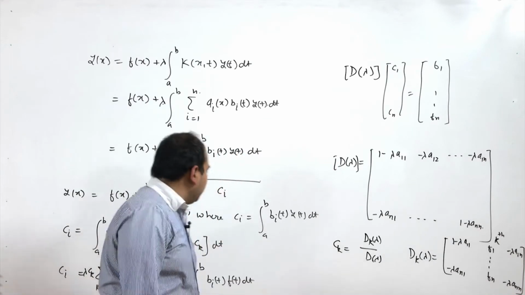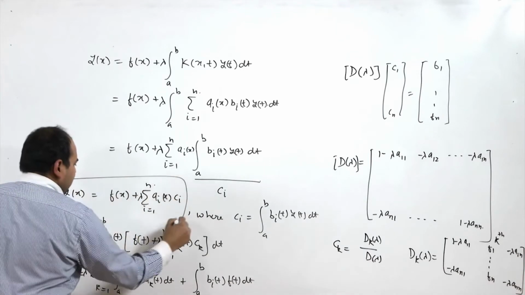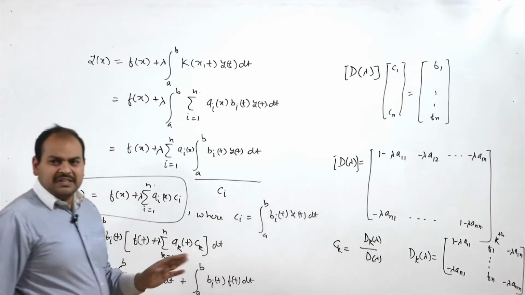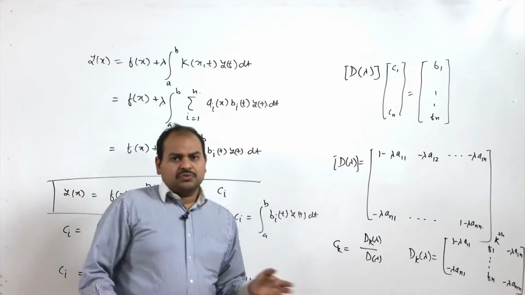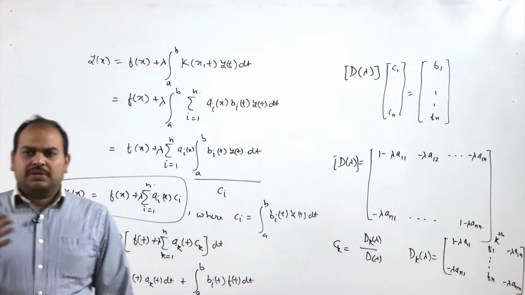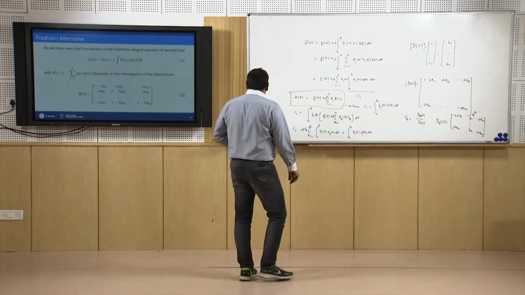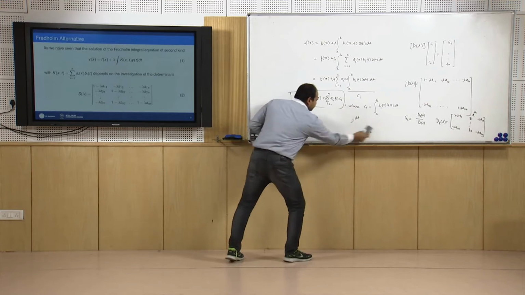Once we have Ck, we can put it in our equation and we can get our solution. Now I am saying that this process we have already discussed, but we are discussing it again in a different manner so that it will be generalized to find a general theory for a general kernel.